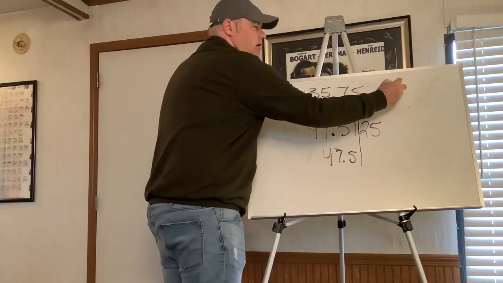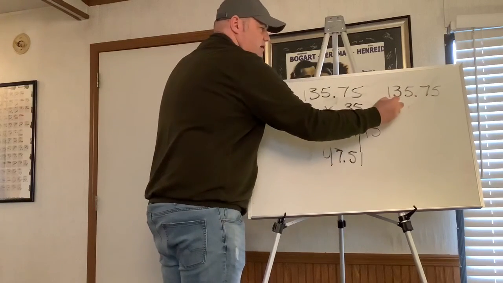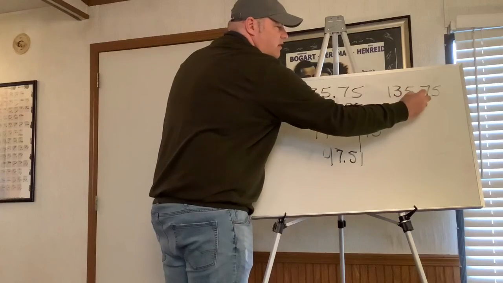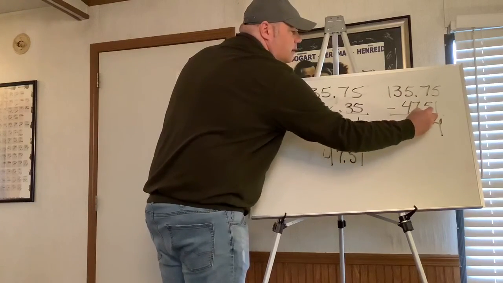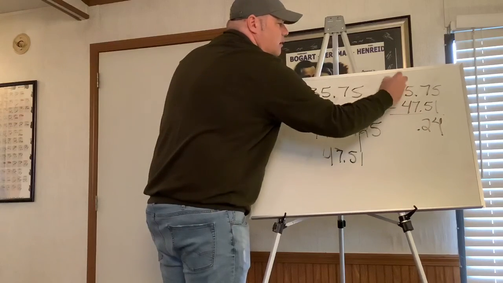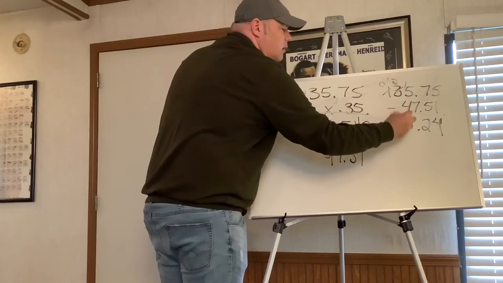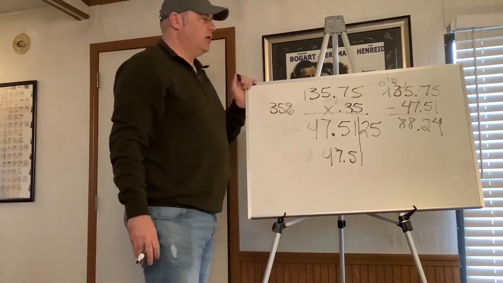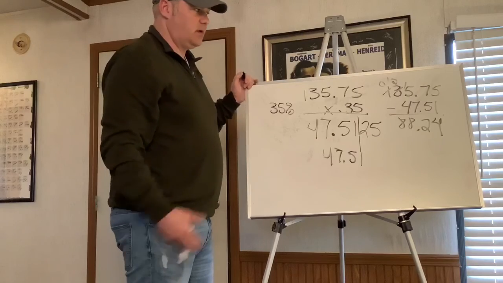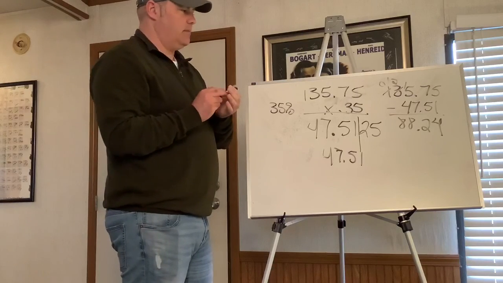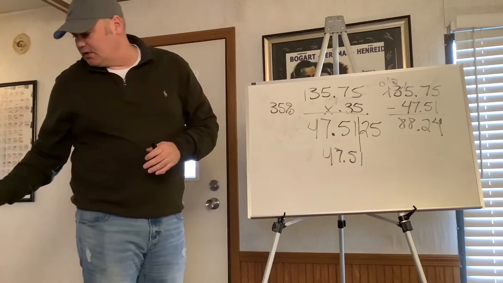So we're going to go over here, 135.75, and we're going to subtract 47.51. At this point, it's going to cost me $88.24. So that's how you could do that, even with more challenging numbers.